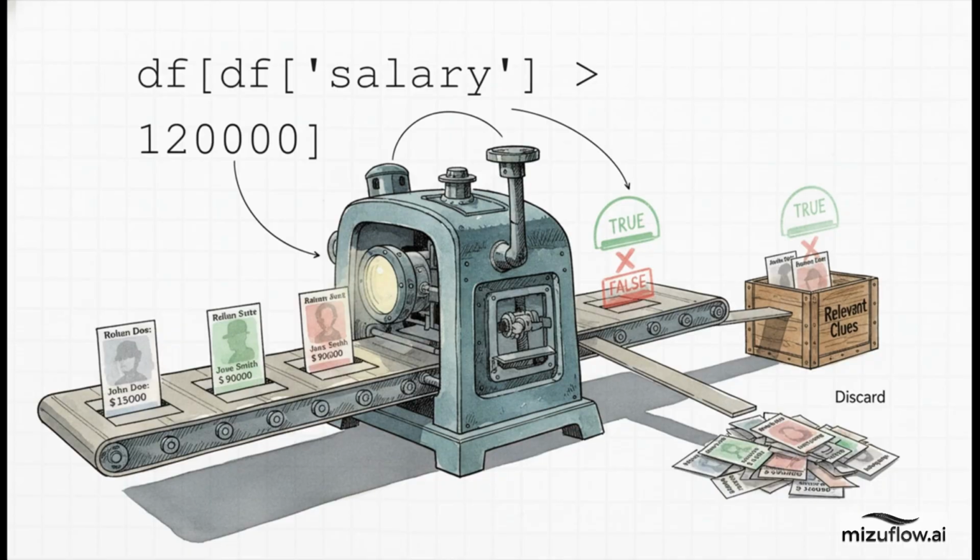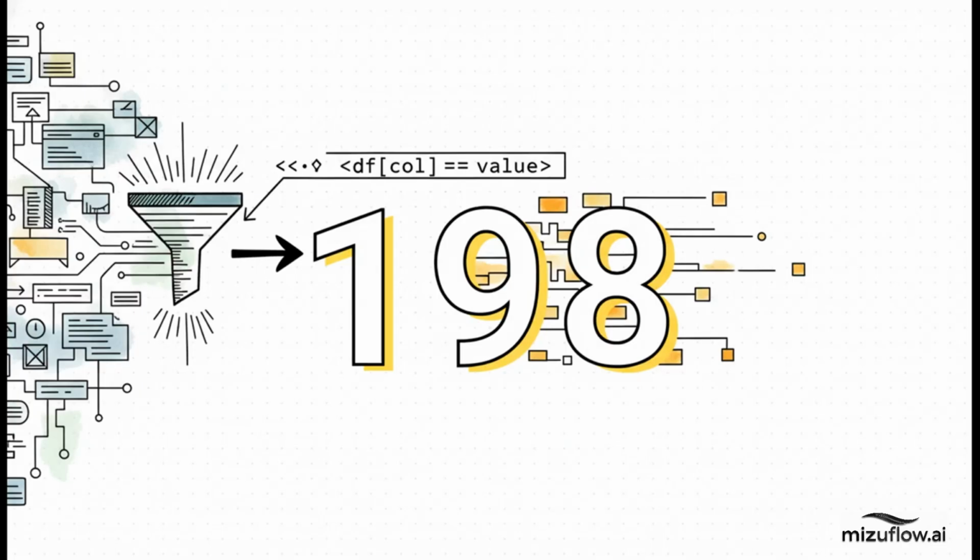Pretty clever, right? And boom, just like that. With a single line of code, we've instantly cut our suspect list from 397 all the way down to 198. This is the incredible power of filtering. No scrolling, no checking things by hand, just an immediate, accurate result.